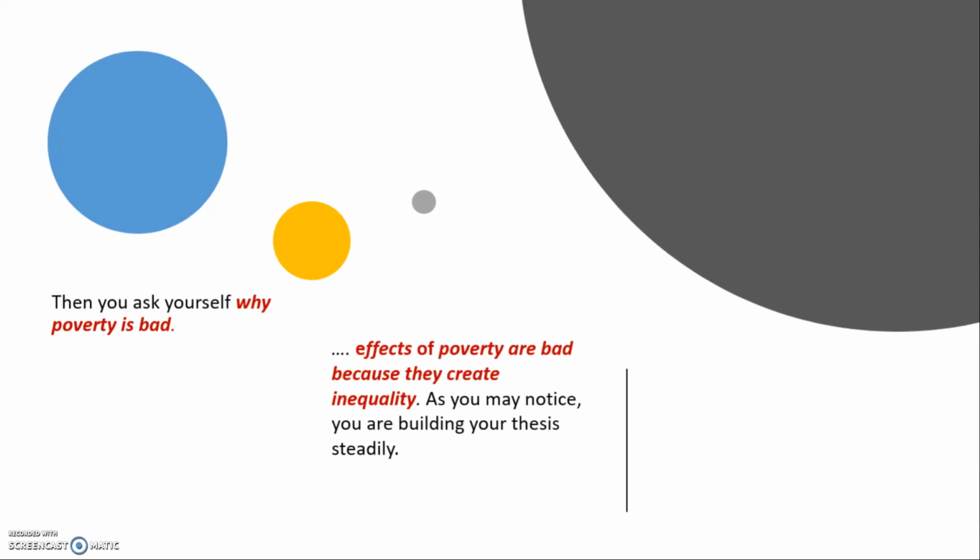Now I think and I ask myself, what else can I add to make it more specific and give it another supporting detail that I may want to elaborate later in my bodies? So I add, the effects of poverty are bad because they create inequality and oppression. So now I went from poverty is bad to effects of poverty are bad because they create inequality, and then the effects of poverty are bad because they create inequality and oppression. So you see how we kept expanding on our thesis statement.